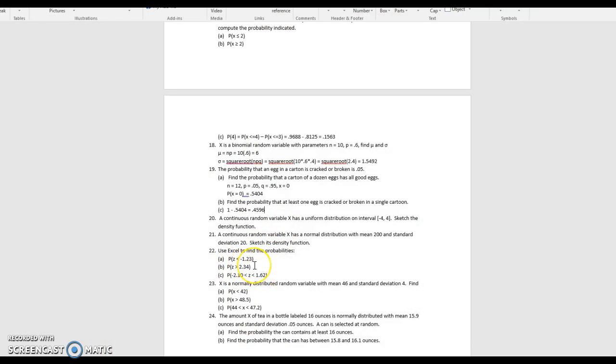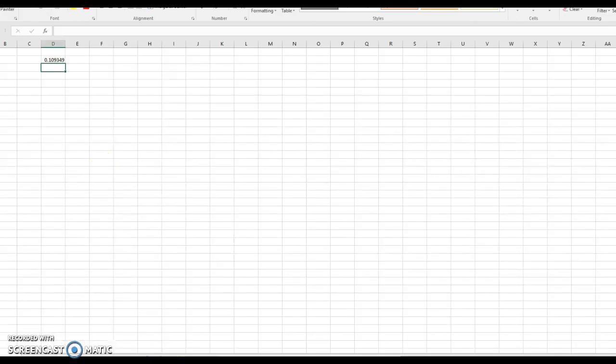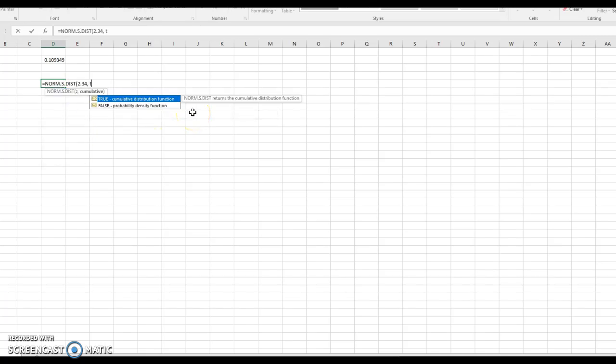Now, if we go back and look at part B, in part B, we want the probability Z is greater than 2.34. Now, let's remember when we put 2.34 in this same function, it's going to give us less than. So we're going to have to subtract it from 1 to get greater than. So I'll go back, 2.34, we'll have equal NORM.S.DIST and 2.34, true. It gives us that, and let's just subtract that from 1. And there's our actual probability for greater than.